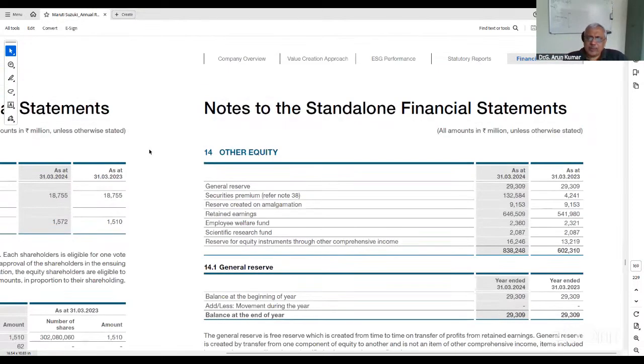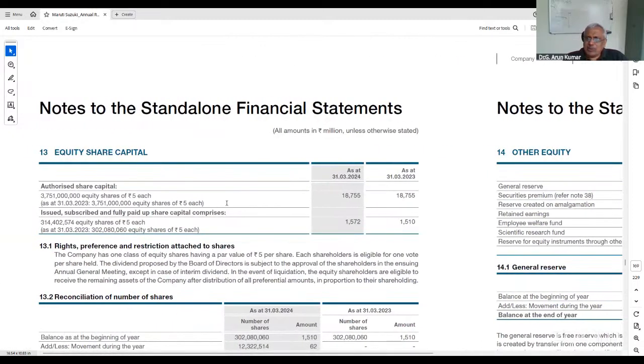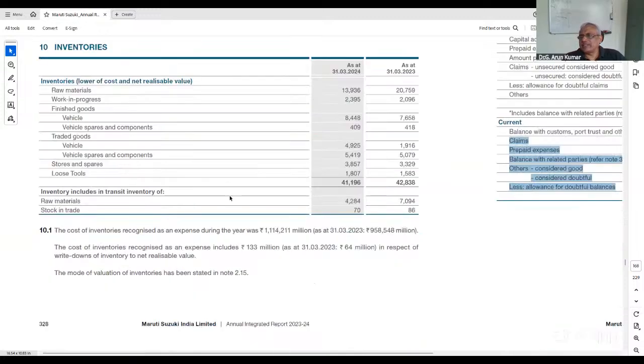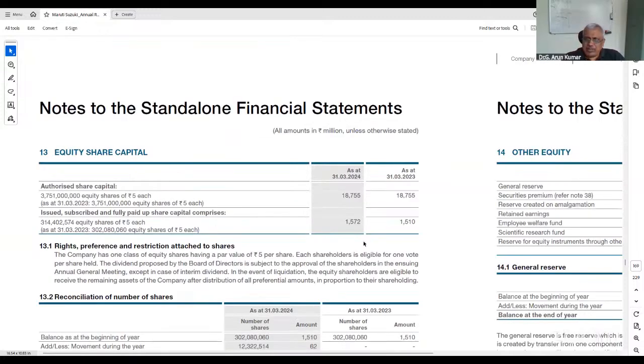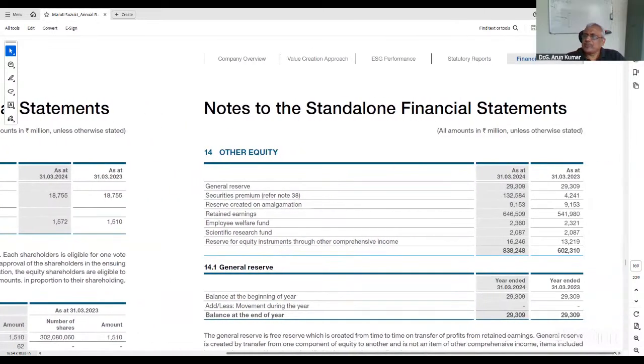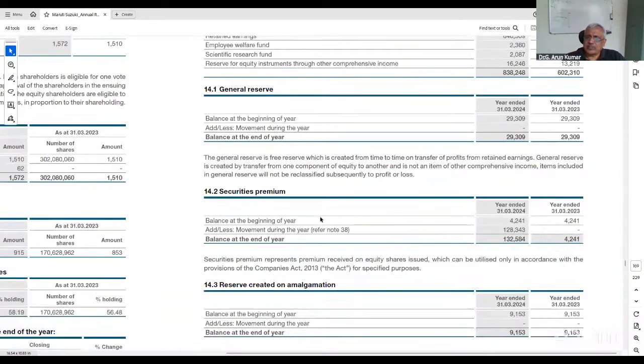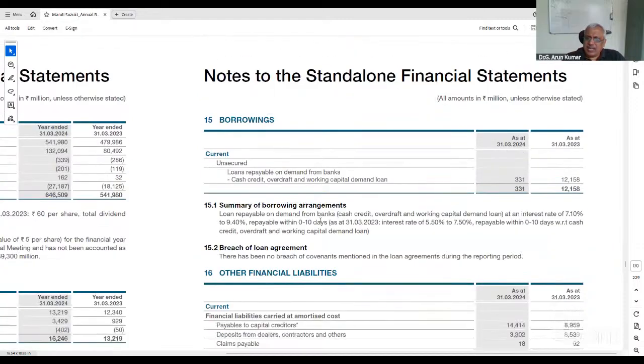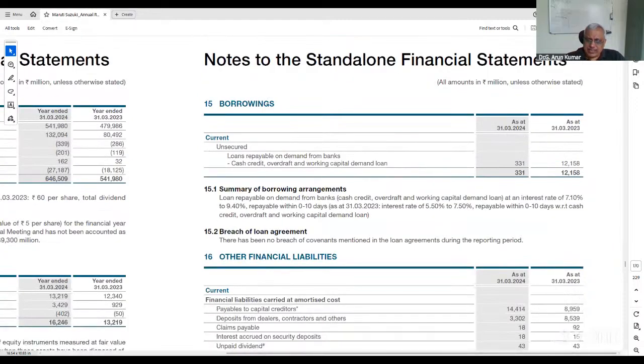I'm moving ahead as we go along. We talked about the assets, now we move again to the liability side of the balance sheet. Equity share capital, we talked about it. We talked about other equity also, the general reserves and the reserves part of it. And then I am moving to the next basic aspect.